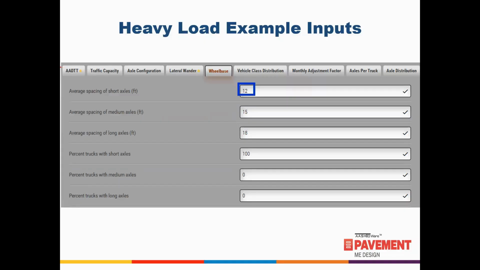All of our axles are going to have the same spacing. So it's 12 feet. We're going to make this the short axle category, and we're going to assume 12 feet and 100% of that, and then zero out the medium and long axle categories.